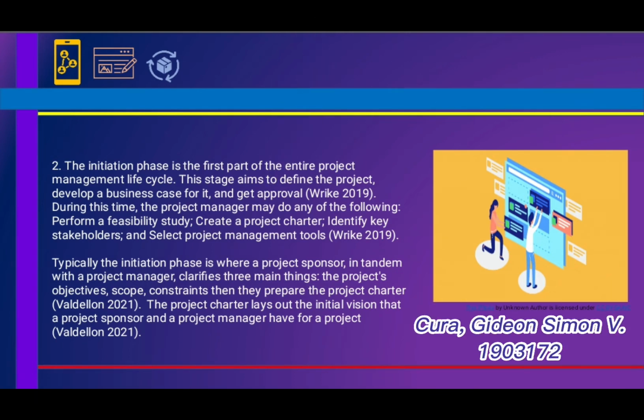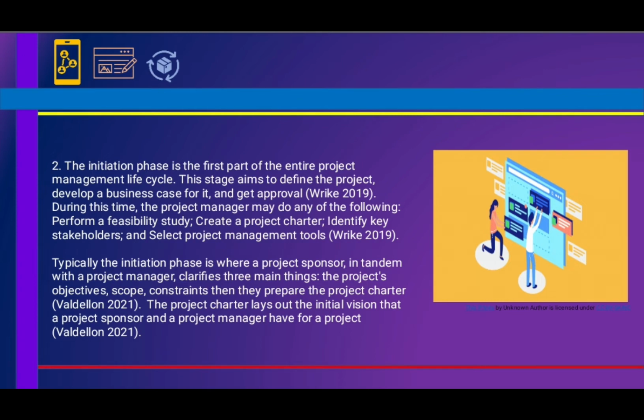Number 2. Describe the activities performed by the project manager during project initiation. The initiation phase is the first part of the entire project management life cycle. This stage aims to define the project, develop a business case for it, and get approval. During this time, the project manager may do any of the following: perform a feasibility study, create a project charter, identify key stakeholders, and select project management tools.